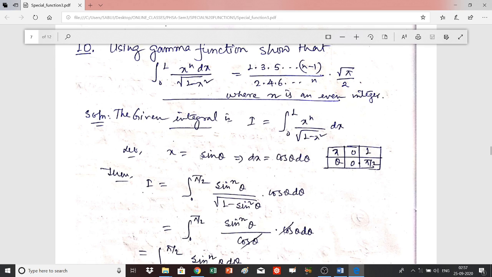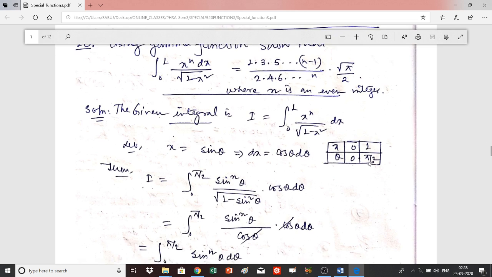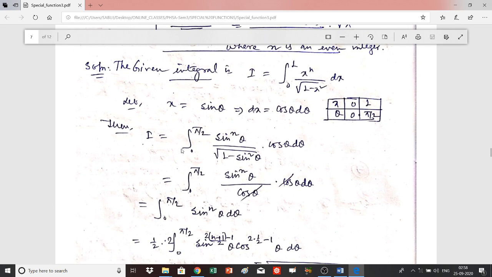Now substitute x as sine theta. So dx is equal to cos theta d theta. Here is the change of the limit of integration: when x is equal to 0, from this relation theta will be 0, and when x is equal to 1, theta will be pi by 2. So just substitute these values, 0 to pi by 2, and x to the power n is sine to the power n theta, and root over 1 minus sin square theta, cos theta d theta. Here is the value of dx.